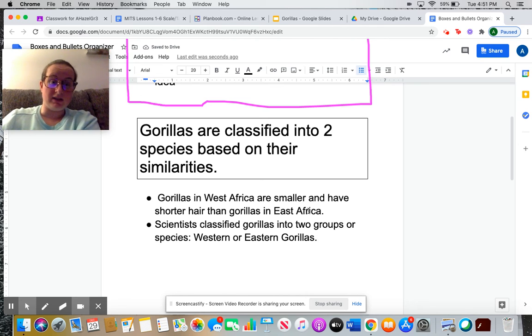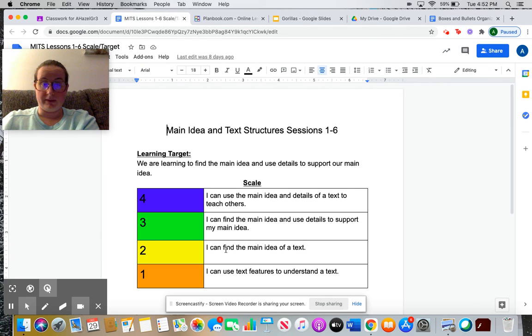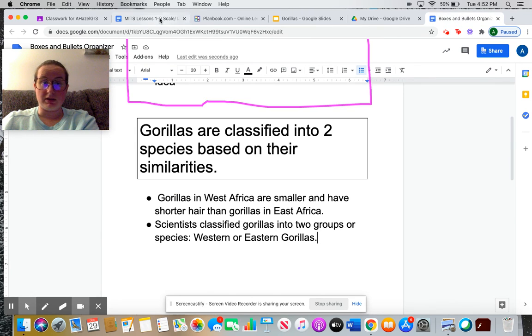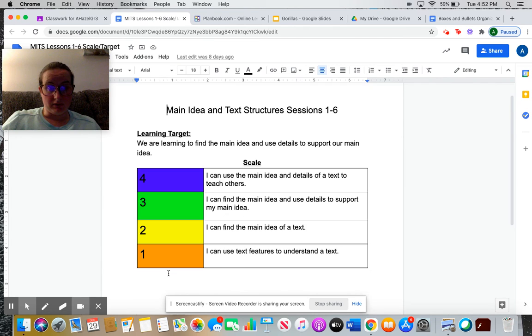Right, because we said that there were some things that were different, right? So we couldn't just put them all together because Eastern and Western gorillas are different from each other. So we have the details that support our main idea. Good job.